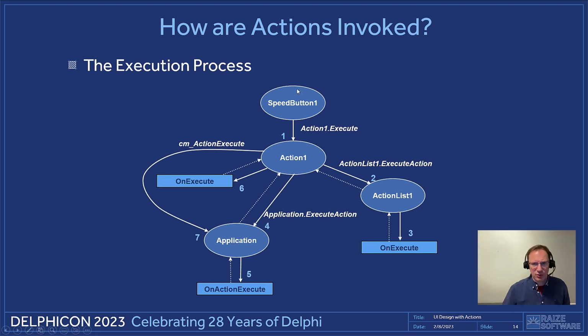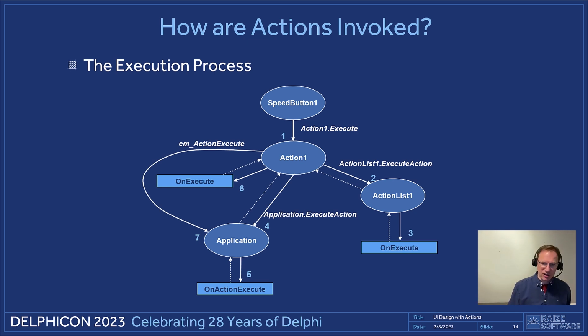So we can consider we have a client control, and when we assign an action to it and we click that button, whatever invokes it, that causes the action's execute method to fire. It's a virtual method inside of the action class, so that method gets called. Control gets sent over to the action. The action then calls the execute action method of the action list which owns it. So now control shifts over to the action list.